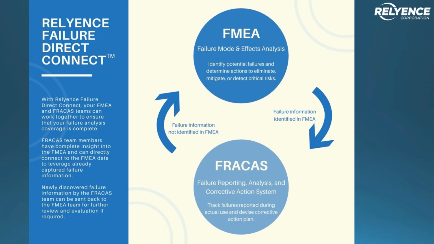Relyence Failure Direct Connect is a unique way to integrate your FMEA and FRACAS failure information. It enables visibility from within FRACAS into your FMEA data for connecting failure information already cataloged in the FMEA. Additionally, if new failure data is discovered during the FRACAS process, that information can be relayed back to the FMEA team for evaluation and follow-up. Relyence Failure Direct Connect enables you to fully manage and control your failure information across the product lifecycle.